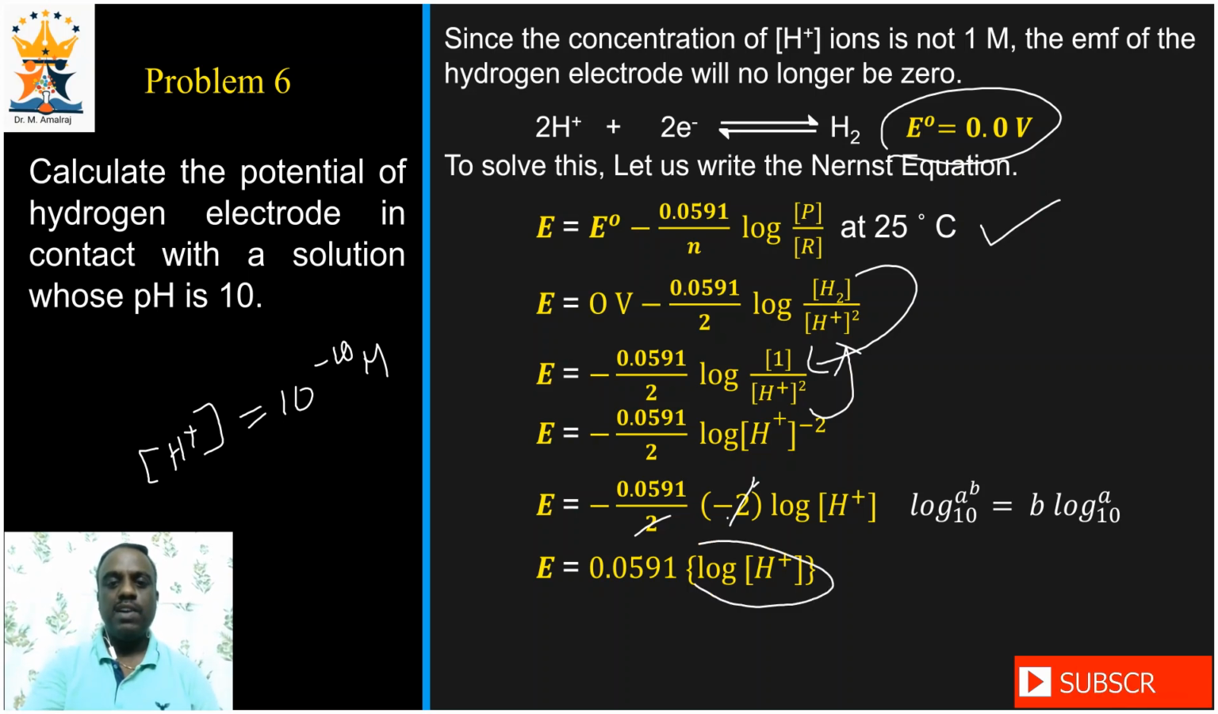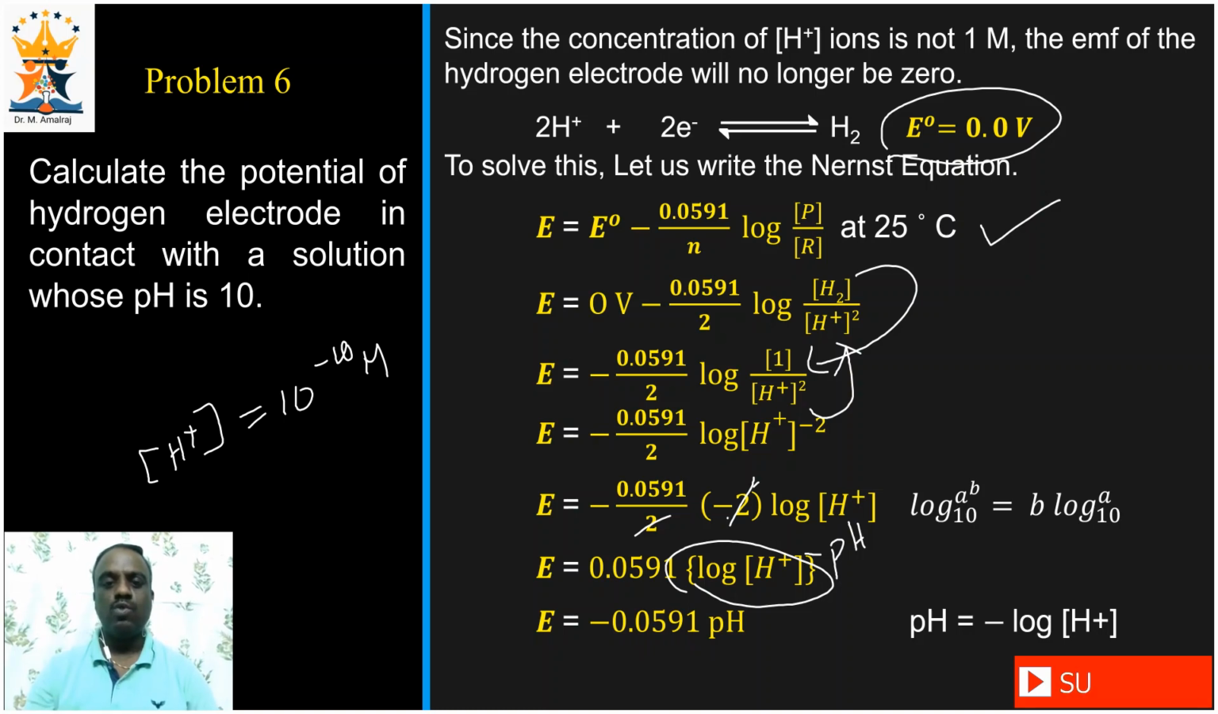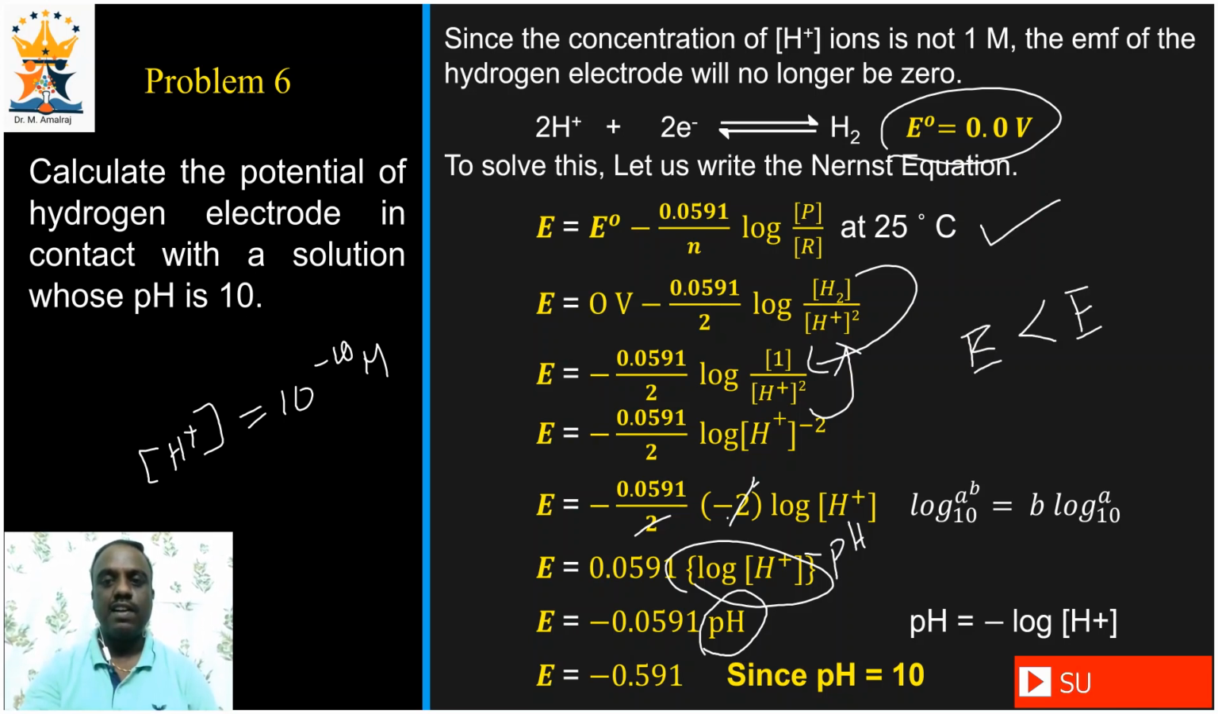Remember that this is nothing but negative pH, because pH is equal to negative logarithm of concentration of H plus. So we will end up with this expression. So in the problem it is given the pH is 10. So the potential of the hydrogen electrode at pH 10 is nothing but minus 0.591 volt. Remember here E is less than that of E naught, because the concentration of H plus ion is lesser than 1 molar in this particular case.